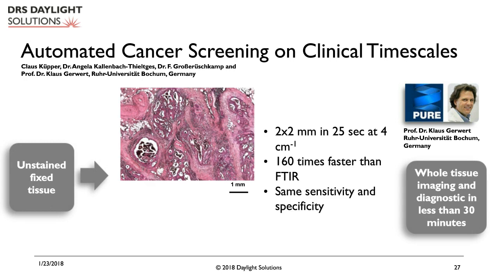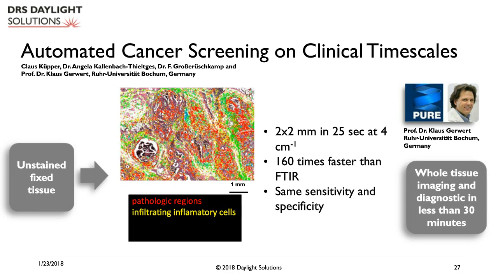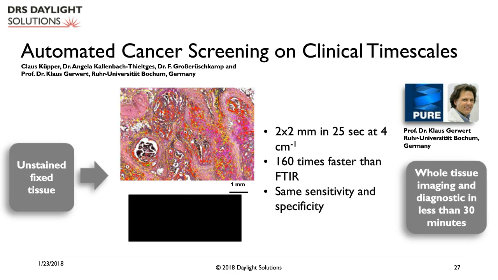They first conceived this project using the FTIR, but soon found the process to be too slow to be used in a clinically relevant manner. They optimized their acquisition using the Spero-QT and determined that it was 160 times faster than the FTIR, but it still provided the same sensitivity and specificity that they were accustomed to. Using unstained fixed tissue, they're able to perform whole tissue imaging along with the diagnostic analysis in under 30 minutes.